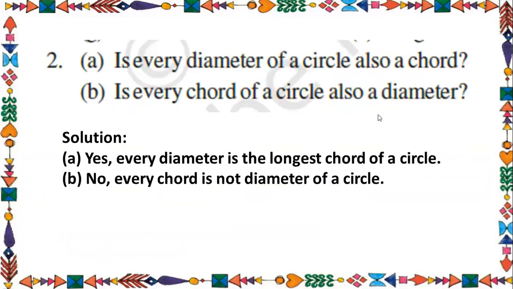Let us come to the next question. Is every diameter of a circle also a chord? Yes, you know that diameter is the longest chord of the circle. Next says, is every chord of a circle also a diameter? No, because to be a diameter it should pass through the center, but a chord is not always passing through the center. It can cut in any way.